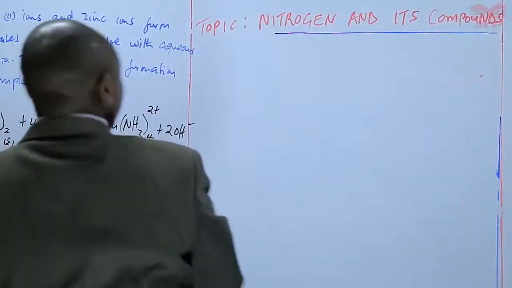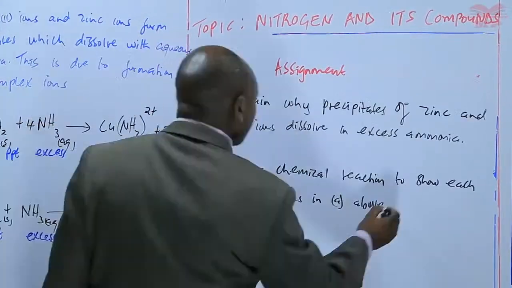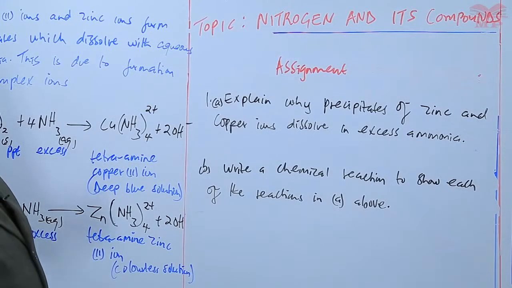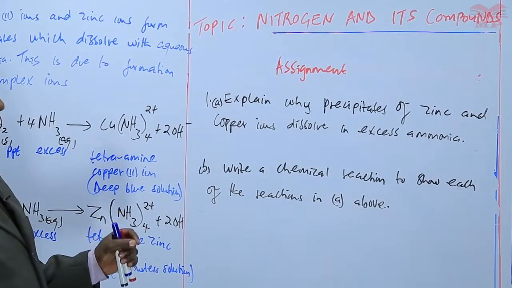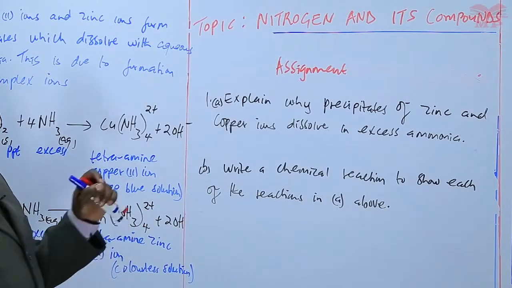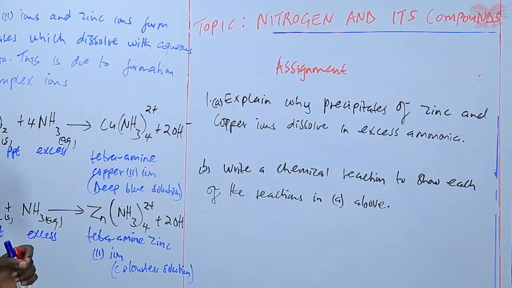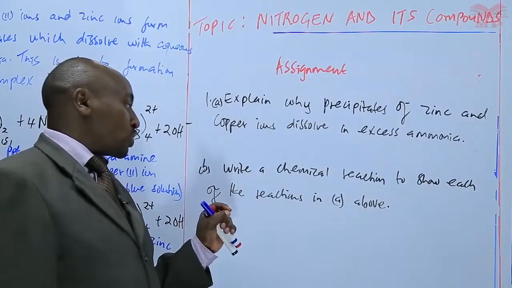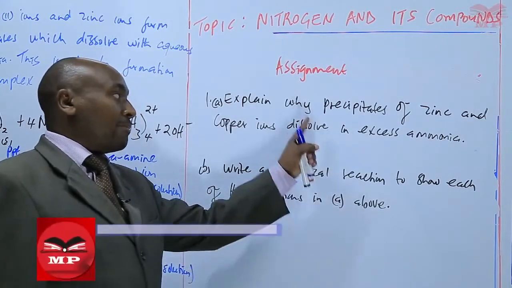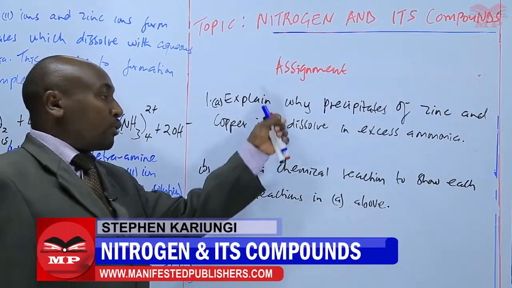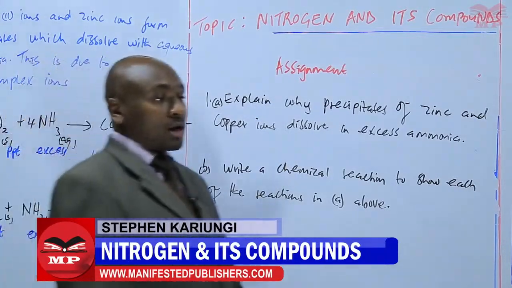So our assignment for today. The first question, explain why precipitates of zinc and copper ions dissolve in excess ammonia, like we have just seen. Number 2, write a chemical equation to show each of the reactions in A above. The reactions that are taking place here, support each one of them with a chemical equation.